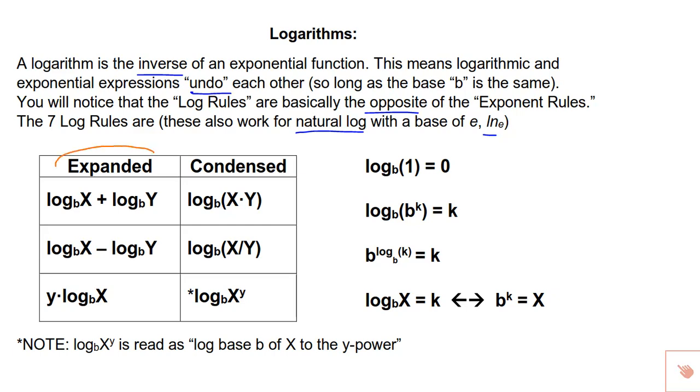First, let's go through the expanded and the condensed forms of logarithmic equations, especially because these are where you're going to see a lot of similarities with the exponent rules. In the first one, if we have log of some base of x, plus log of that base of y, and we want to condense that, we can write it as log of that base, x times y. If we have log base b of x, minus log base b of y, so the bases are the same and you're subtracting, we can condense that as log base b of x divided by y.